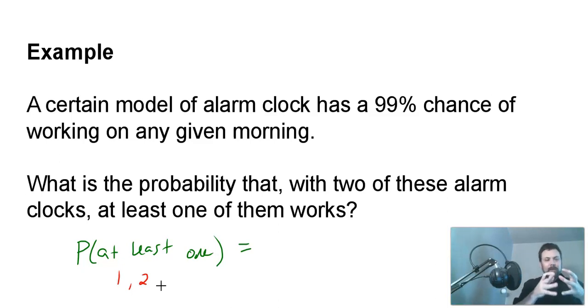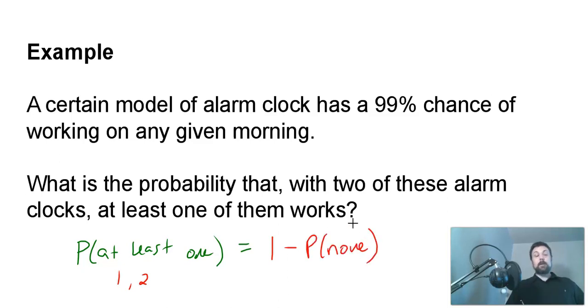I feel like there's some hidden difficulty that might be there that I'm not even thinking about right now. The point I'm trying to make is it'll be easier to calculate this probability using the complement, right? And the complement of having at least one alarm clock work is having none of the alarm clocks work, because this is the rule that we talked about at the beginning of the video. The probability of at least one is 1 minus the probability of none, right? And what is the probability that none of the alarm clocks work?